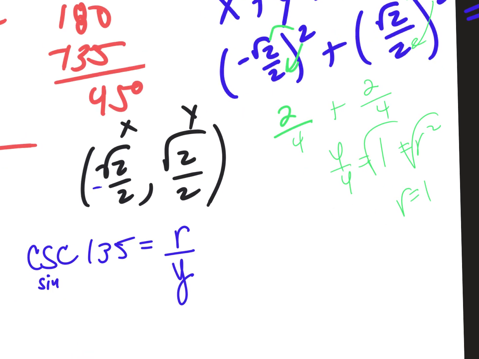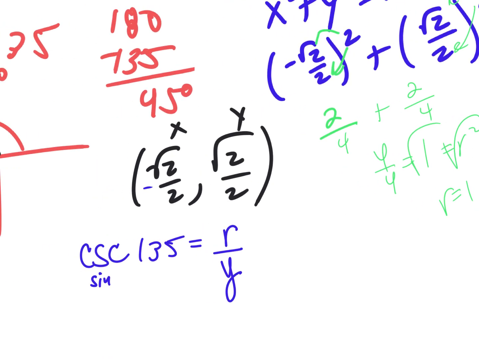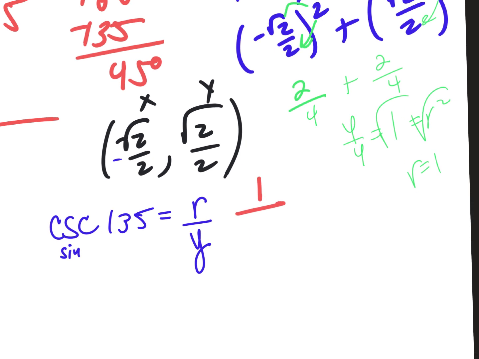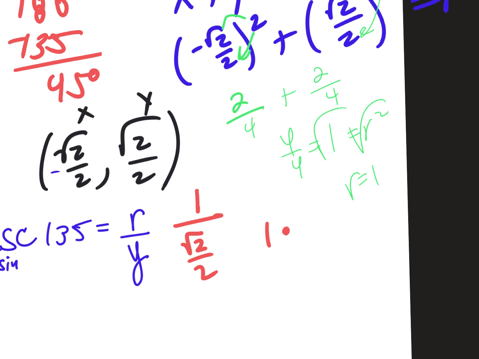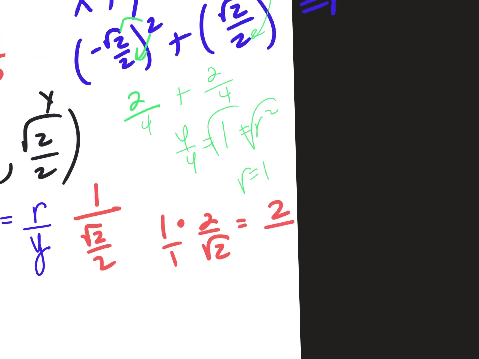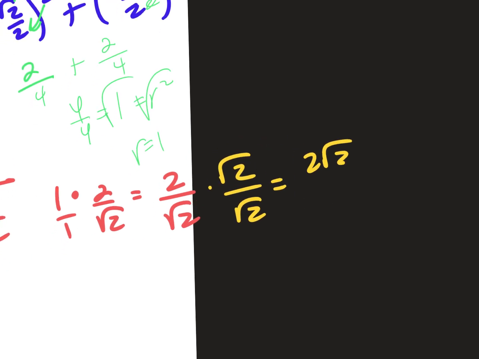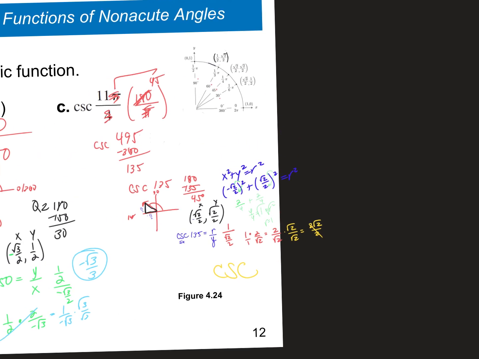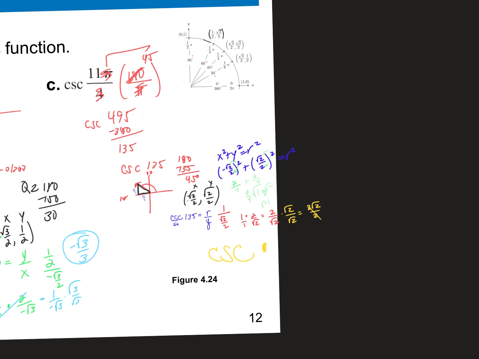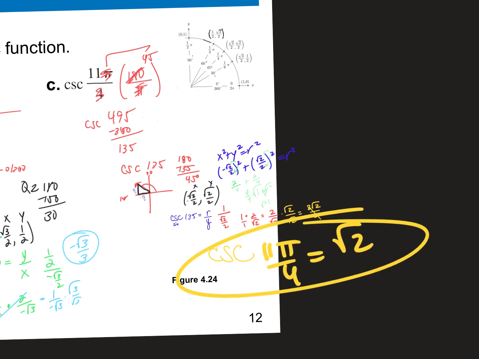So in this case, guys, to find the cosecant, it's 1 over your y value, which is the square root of 2 over 2. We're dividing fractions, so we keep, change, flip, multiply across, you get 2 over the square root of 2, and then we rationalize. Square root of 2 on top, square root of 2 on the bottom. So you have 2 square root of 2 over 2. So the cosecant of 11 pi over 4 is the square root of 2.